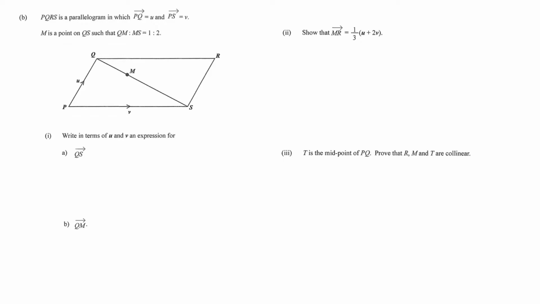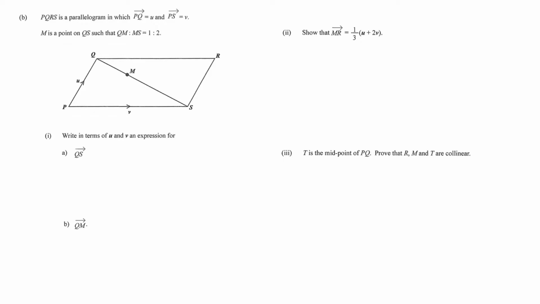In part B, we have a parallelogram PQRS, and we have some vectors. The vector from P to Q we're going to label as U, and the vector from P to S we're going to label as V. We also have a point M on QS such that the ratio of QM to MS is 1 to 2. In part 1, we're asked to write certain vectors in terms of U and V.